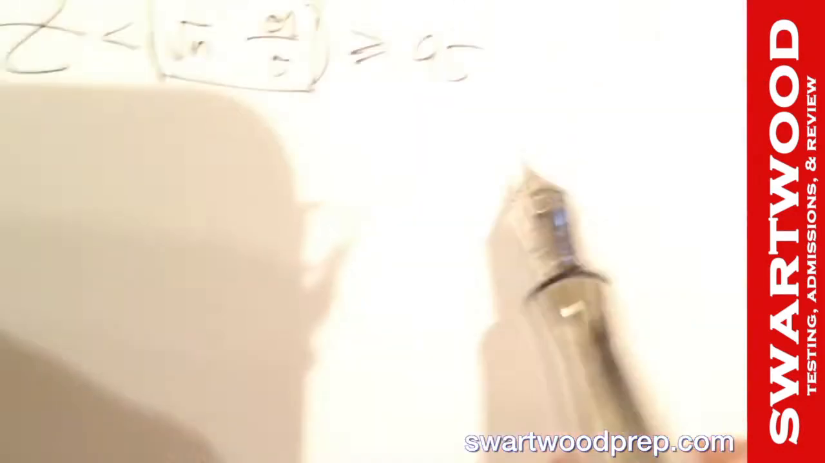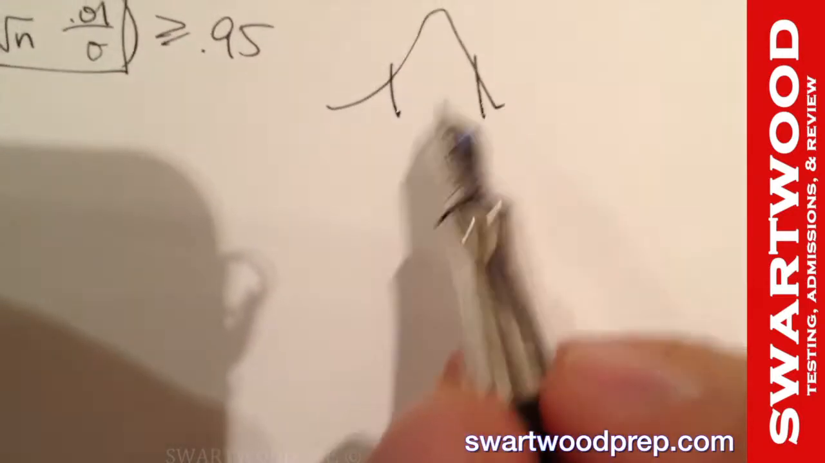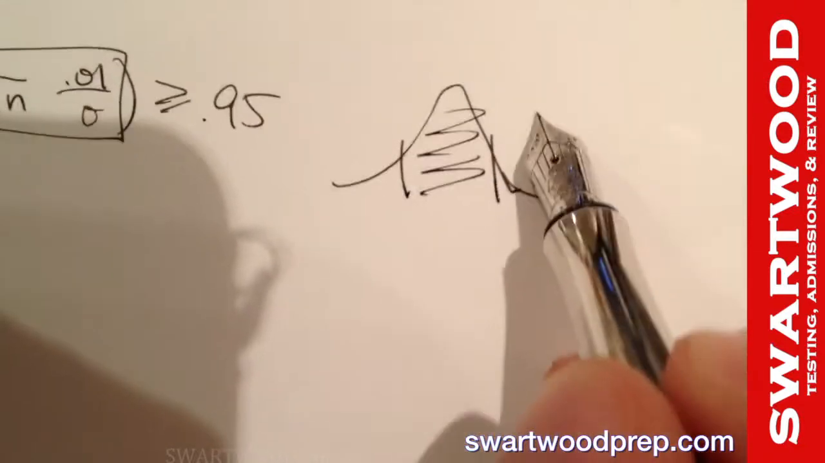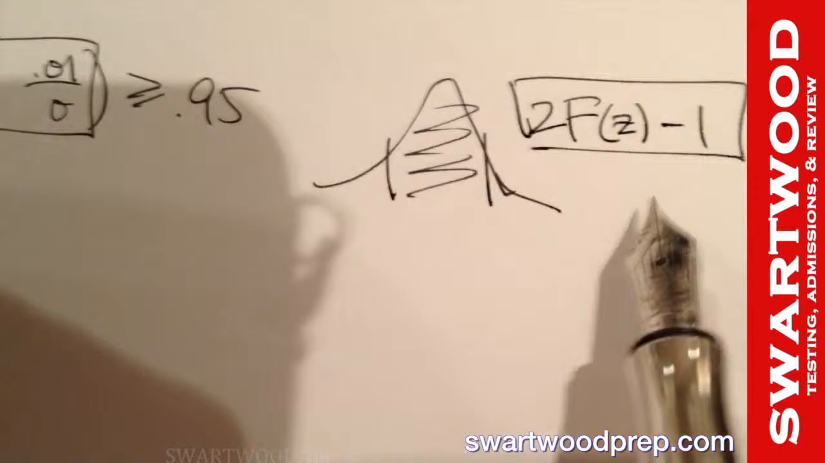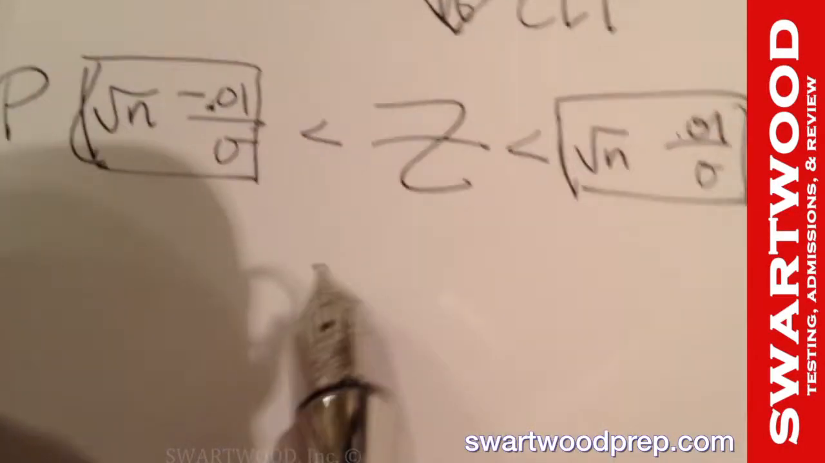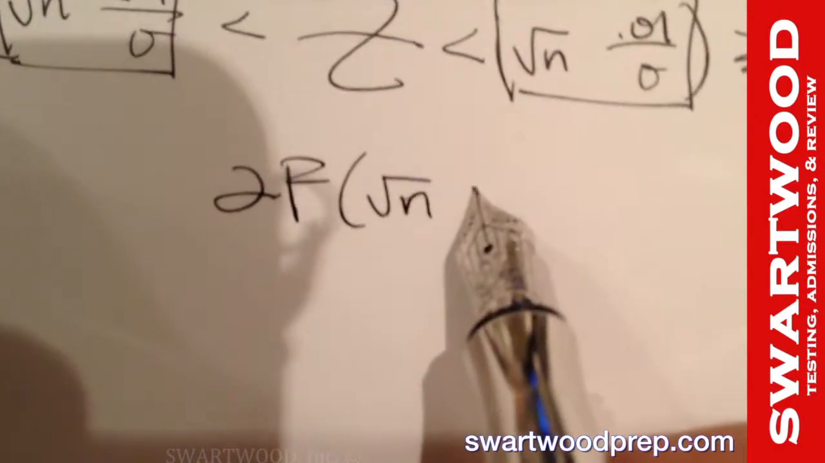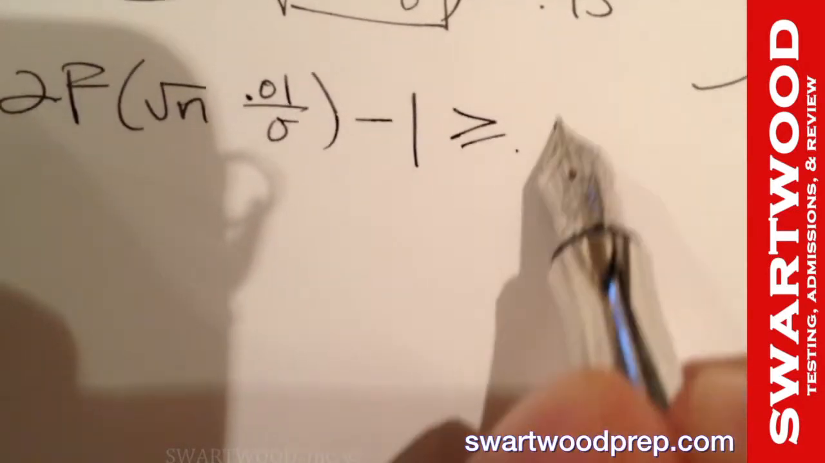If you had a guy, let me first write it over here. Well, it looks horrible, but you get the idea. Pretend it's symmetric. If you have a guy like this, and you want the region in between, do you remember our little trick? It was 2F of the upper z-score minus 1. So look back at your review notes, and you'll see this, right? Okay, let's come back and do the same thing. Pick the upper guy. So 2F of the upper z-score, which is square root of n 0.01 over sigma, this guy, minus 1, is going to be greater than or equal to 0.95.